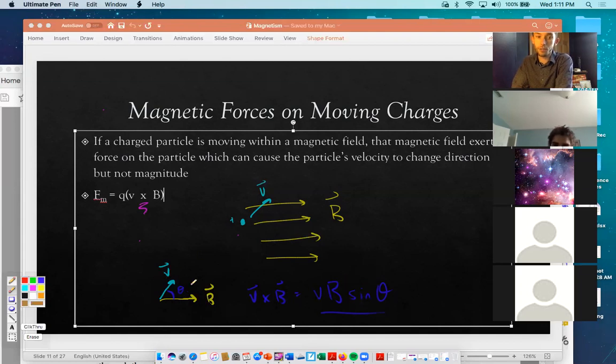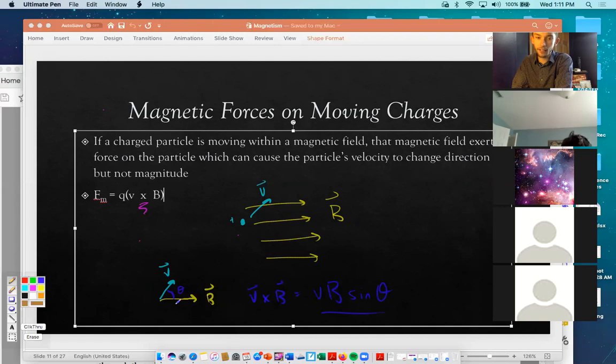If I'm somewhere between parallel and perpendicular, like I am in this example problem, then I would have to multiply V, multiply B, and calculate the sine of the angle between the two vectors when they're drawn tail to tail.